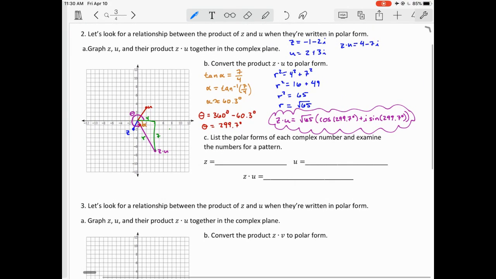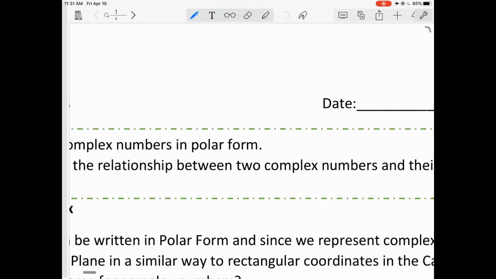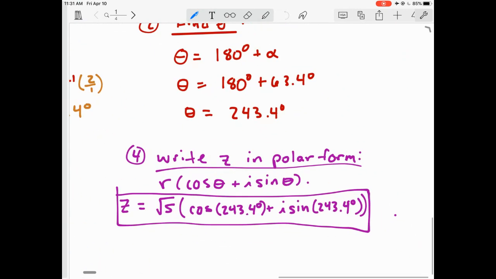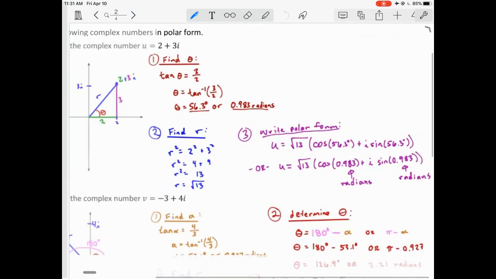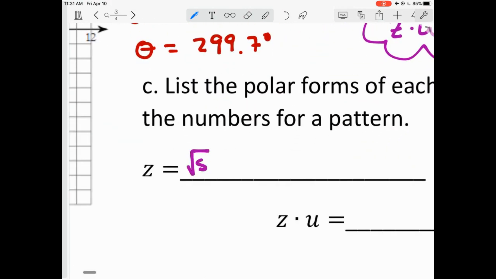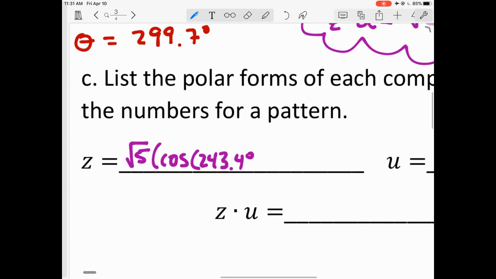So now let's just list these out. That way we can start to examine some sort of a pattern that's going to happen. Going back to the first page, we found z in polar form. Z was square root 5 cosine 243.4 degrees plus i sine 243.4 degrees.